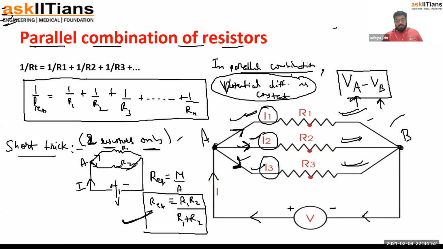And what is the equivalent resistance in series combination? It is just the algebraic sum of all the individual resistances. So I can say R equivalent equals R1 plus R2 plus R3 up to Rn. And what about parallel combination? It is the sum of reciprocals of individual resistances. So 1 by R equivalent equals 1 by R1 plus 1 by R2 up to 1 by Rn, nth number of resistors. That is clear? Okay, fine. Thumbs up, guys.